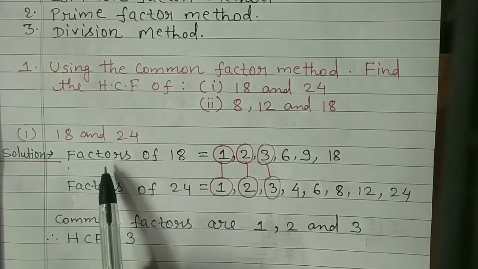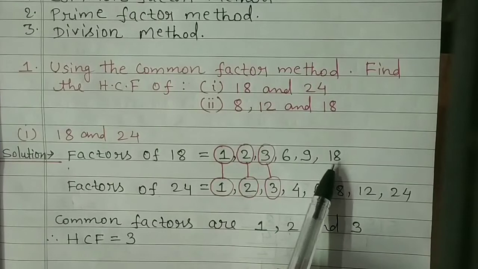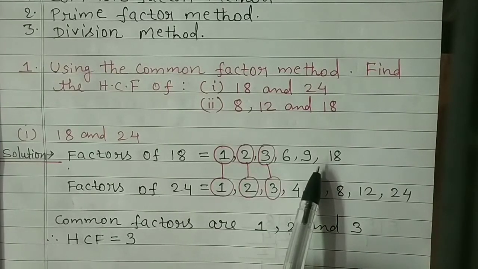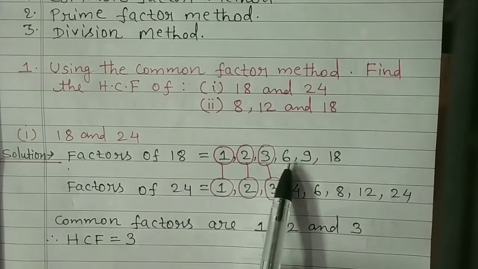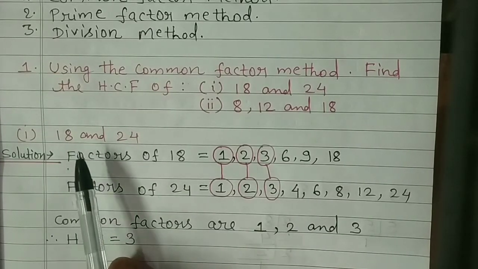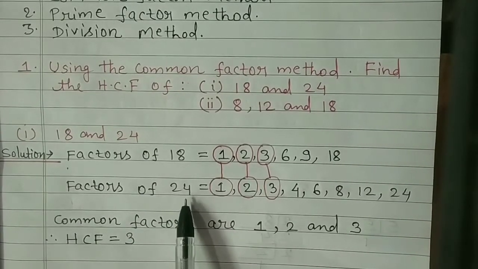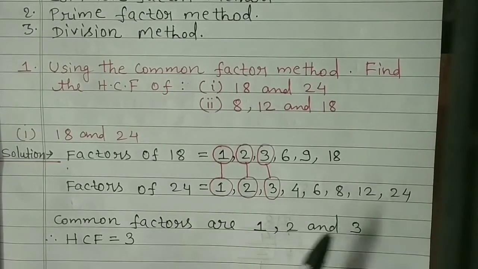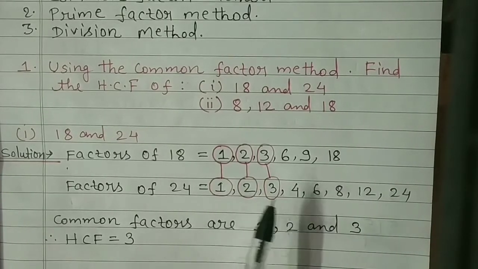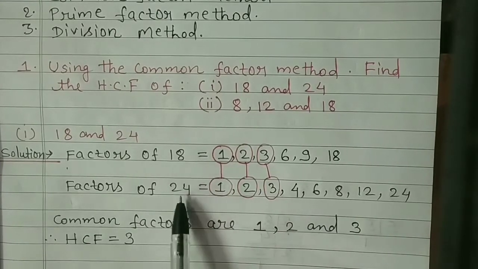I have written here factors of 18 equal to 1, 2, 3, 6, 9, 18. So these numbers are all the factors of this number 18. Means these numbers divide this 18 completely. Okay? Now the factors of 24. And all the factors of 24 are 1, 2, 3, 4, 6, 8, 12, 24. So these numbers are the factors of 24. Clear?